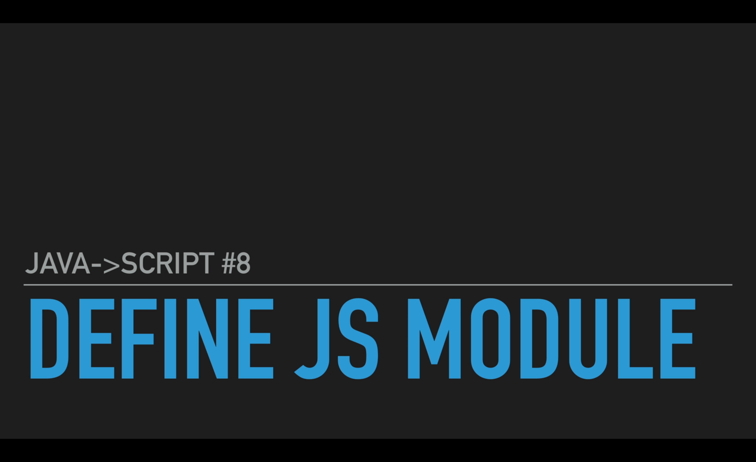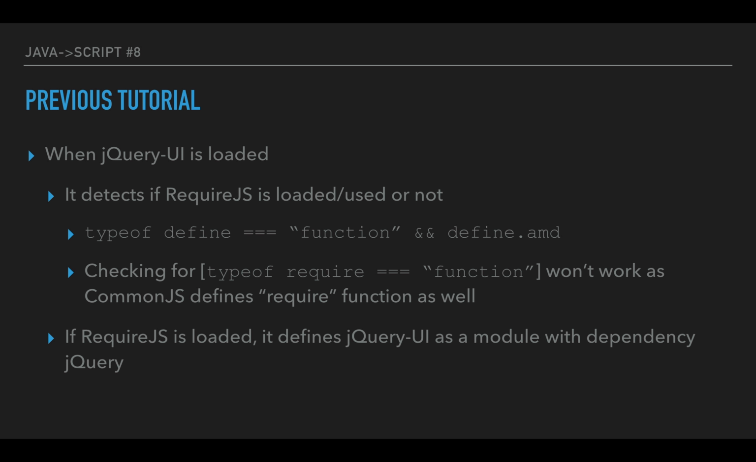Define JavaScript modules. In the previous tutorial, we discovered that jQuery-UI detects if RequireJS is loaded or not by using typeof define, whether the define function is defined, and inside the define function, whether it has an AMD flag turned on. In this particular case, we cannot check the type of require function, as CommonJS, which is another way of loading JavaScript, defines a require function as well.